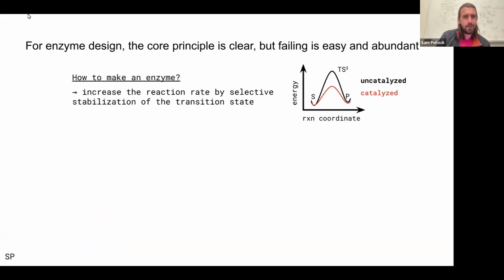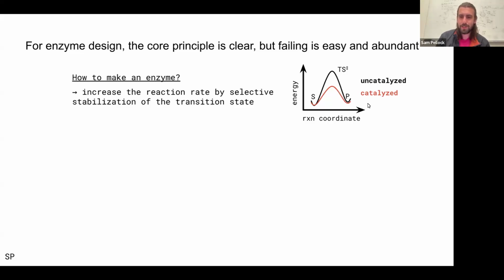So the core design principles, or the core goal for enzyme design, I think, is somewhat straightforward, but of course over the decades, we've failed pretty constantly. But at its core, it seems pretty straightforward. How do we make an enzyme? How does an enzyme work? Let's just selectively stabilize the transition state and make the reaction go faster.